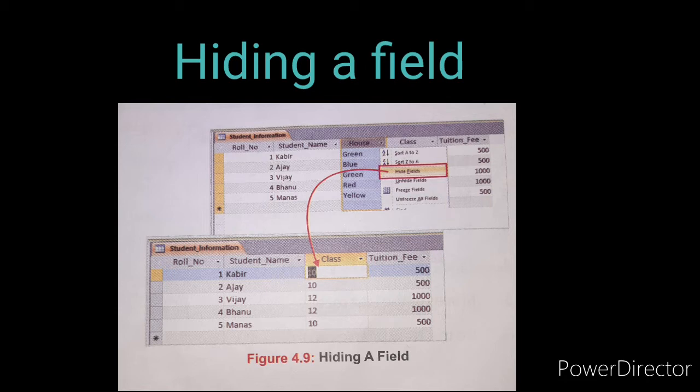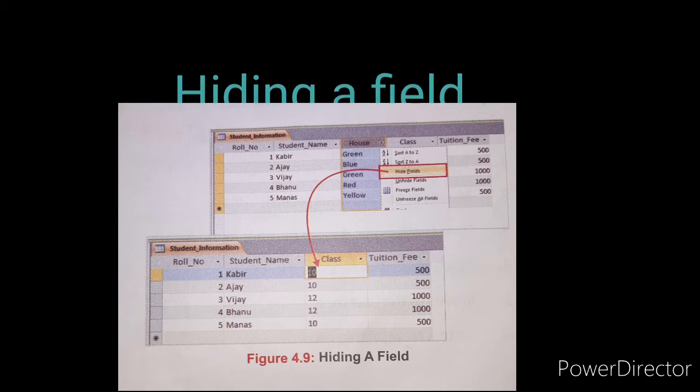For that, what shall we do? We just click on the column heading. That means whichever field you want to hide, you just click on the column heading there. Then a menu will come. In that menu, you just click on the Hide Fields option. Which option? Hide Fields option. Then after that, you are unable to see that field, children. That is what is called hiding the fields.